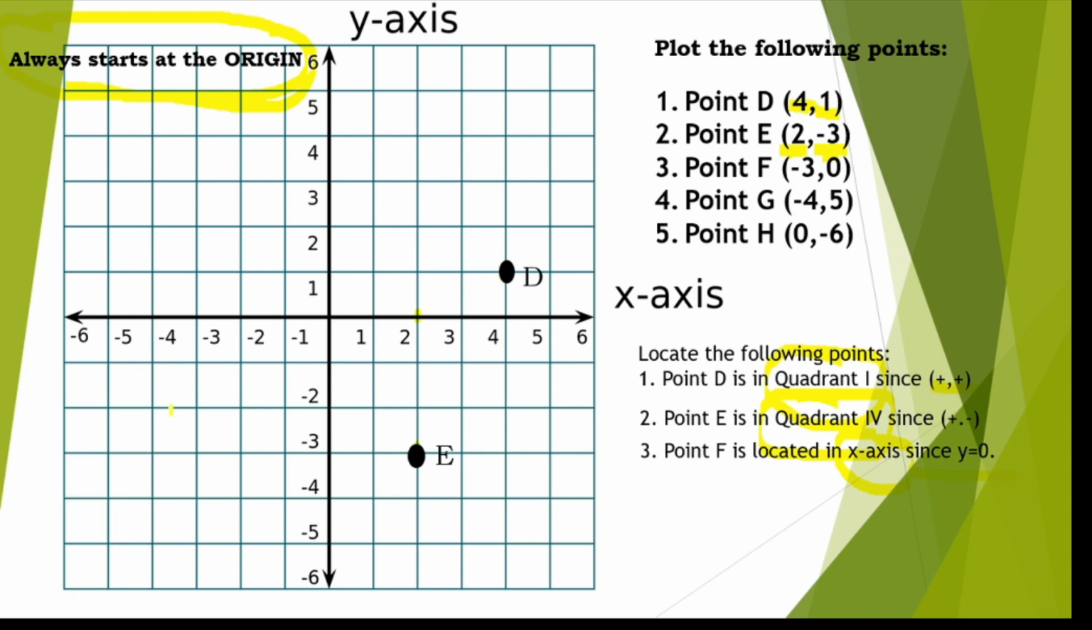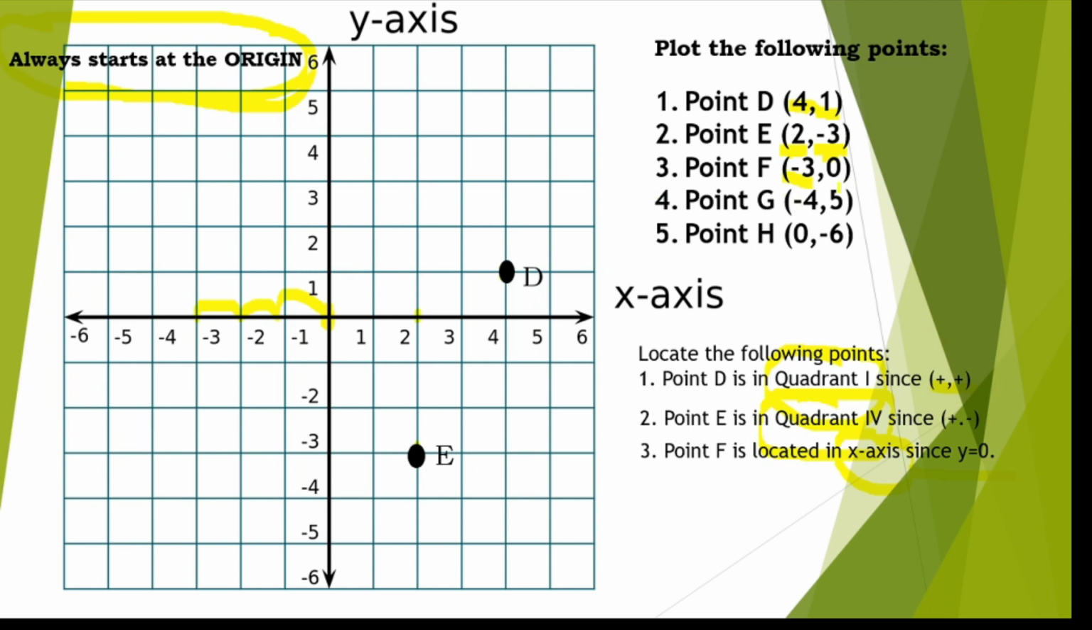Again, where do we start? Very good. We are going to start at the origin. Then, identify the value of x. Negative 3. So, what does it mean? It means that we are going to move 3 units to the left of the x-axis from the origin. So, let us move to the left. 1, 2, 3. And then pause for a while.